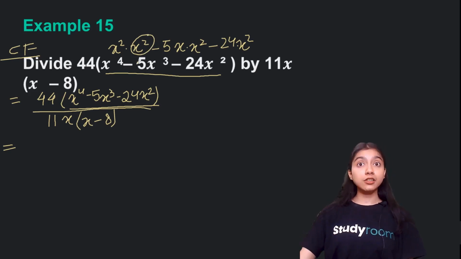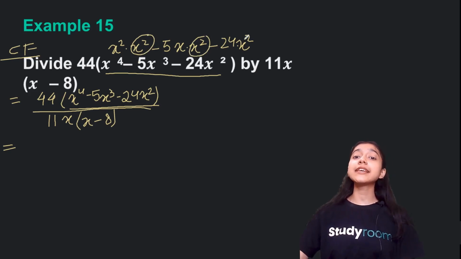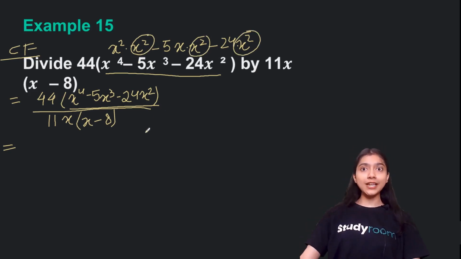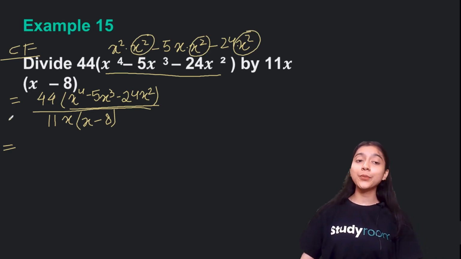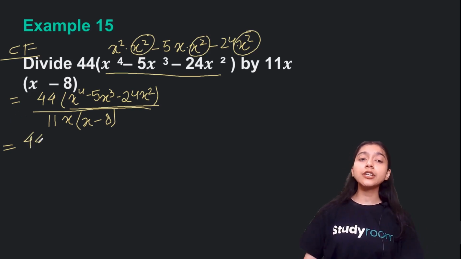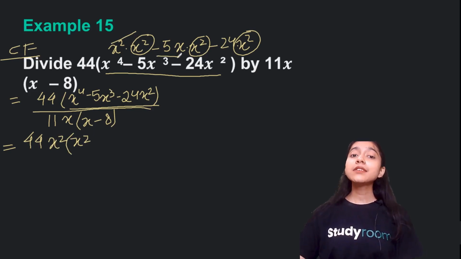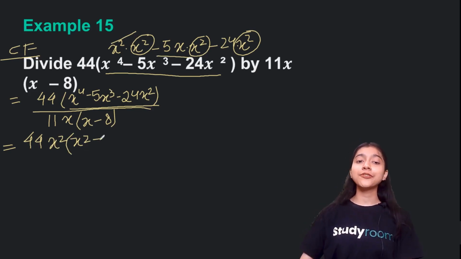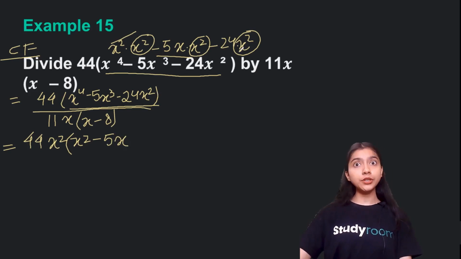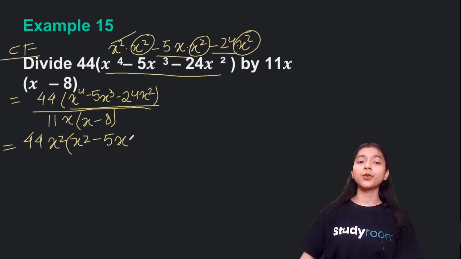See, we have x square in the first term, x square in the second term, and x square in the third term as well. So let's take it outside the bracket. So we'll be left with 44 multiplied with x square, and we'll be left with x square in the first term. Now what's left in the second term? Minus of 5 times x. So we have minus of 5 times x. And then when we take out x square from the third term, we'll be left with minus 24. So we have minus 24.